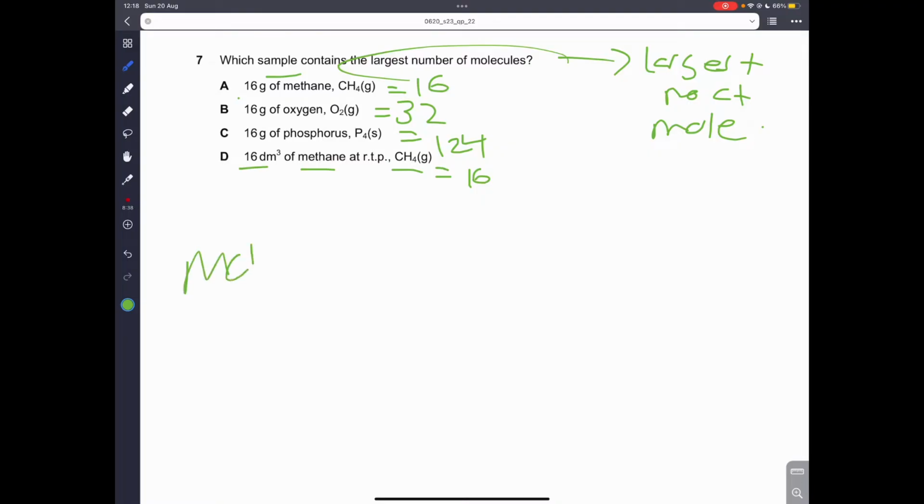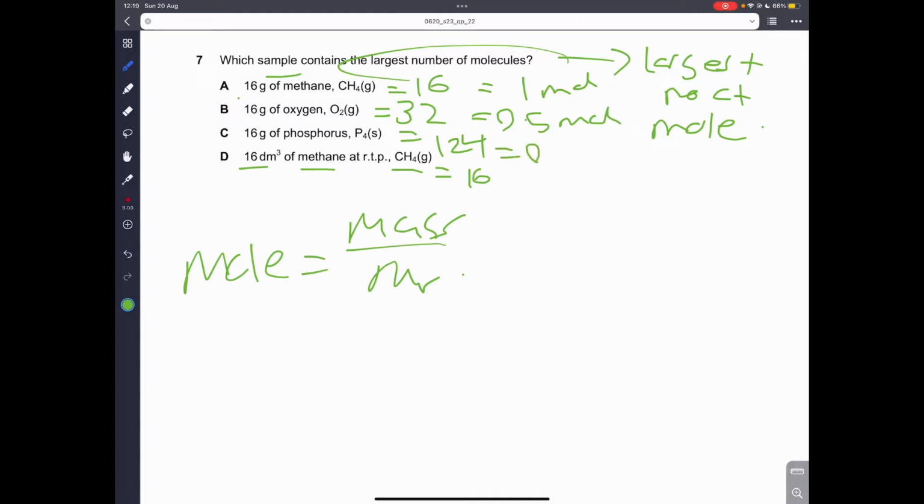We know the mole formula. Remember, mole is equal to mass over molar mass. So we can say that 16 grams divided by 16 is equal to 1 mole. 16 divided by 32 is equal to 0.5 mole. 16 divided by 124 is equal to 0.13 mole. And then 16 dm cubed.